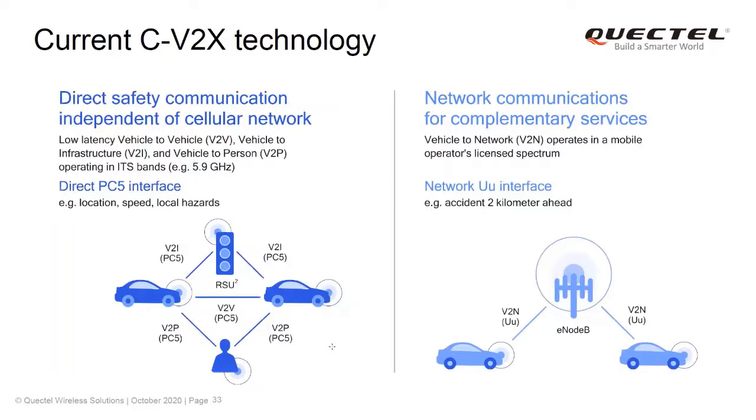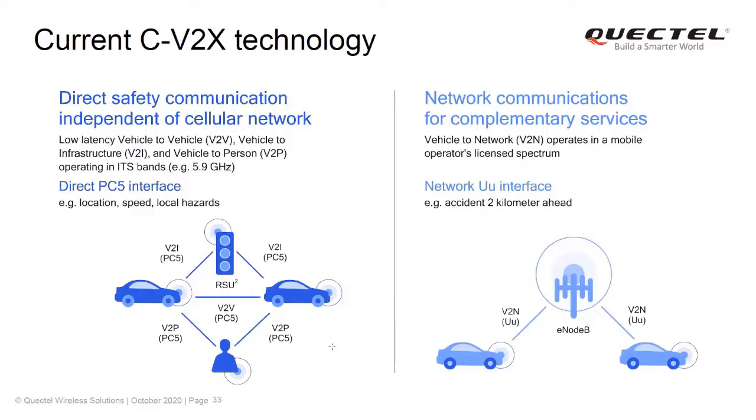The C-V2X technology exists now, so current technology supports this type of scenario. It's used for direct safety communications, independent of the cell network, so the devices communicate between each other without the need of a cellular network. It has low latency and uses the direct PC5 interface. For example, it provides speed, location, and local information like accidents.